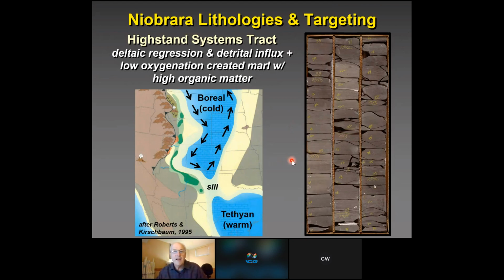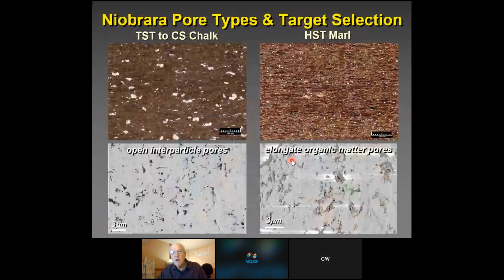So which should we target? Should we target the chalks? Should we target the marls? The marls have more TOC, the chalks tend to be more brittle. Here's what chalk looks like in thin section with the forams and pellets versus the marls where phosphates and pellets, more laminated. Here's what they look like under SEM photomicrographs.